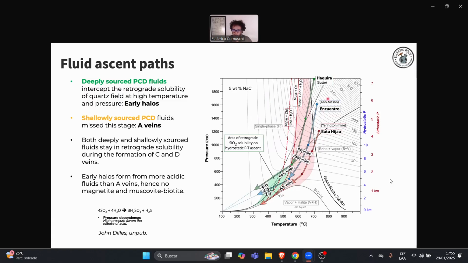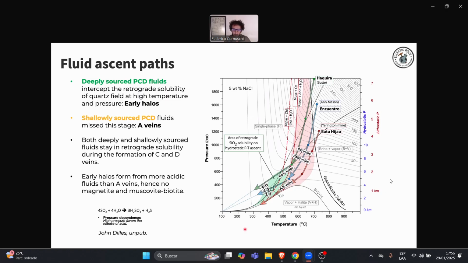In the case of deep porphyries like Hakira or Butte, that fluid release at higher pressure is going to have a similar trajectory and precipitate quartz early on, probably where you produce these deep quartz veins in the center of the systems. But when you arrive to that window, 550, 450, you are in retrograde solubility of quartz. That, more than real retrograde, I think it's just a bit of inhibition of quartz precipitation. And that favors the formation of the alteration halos and not precipitating veins.